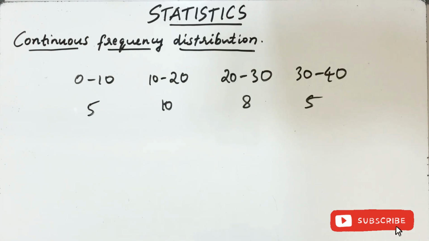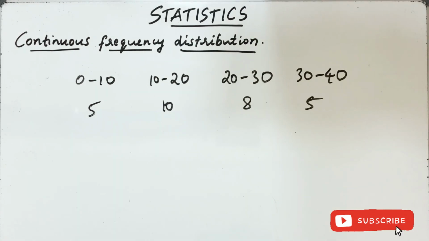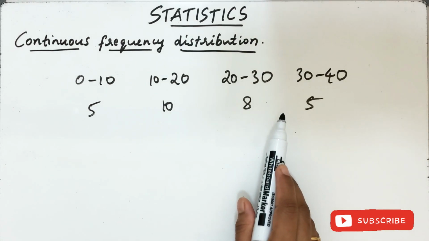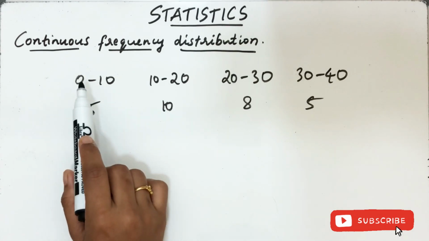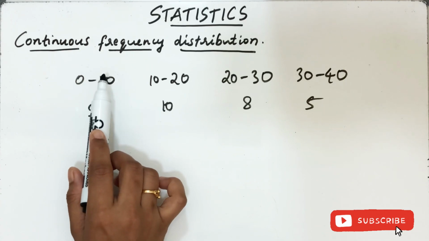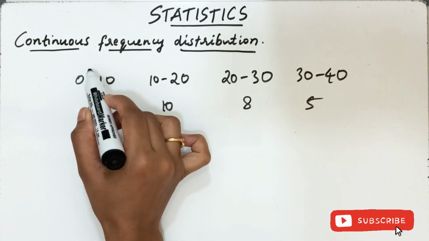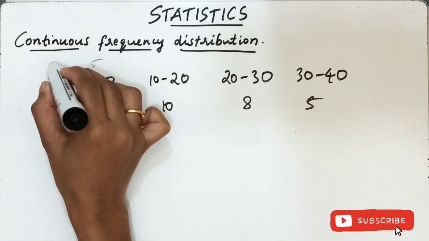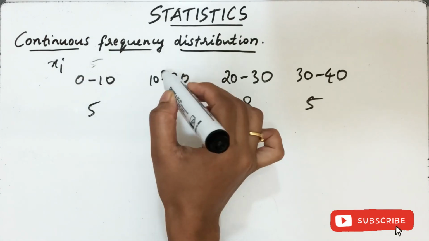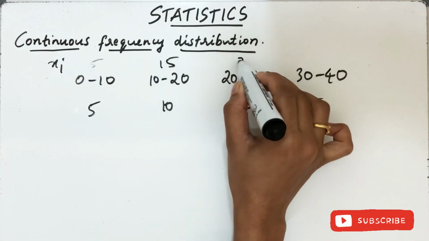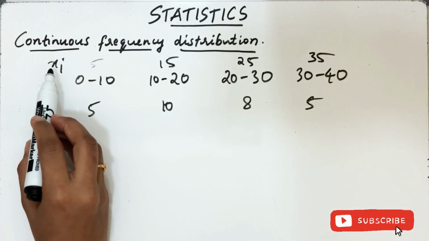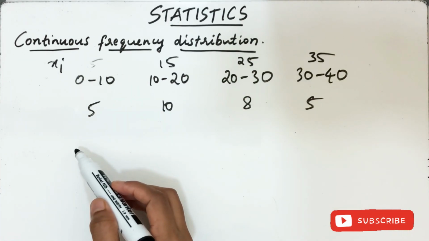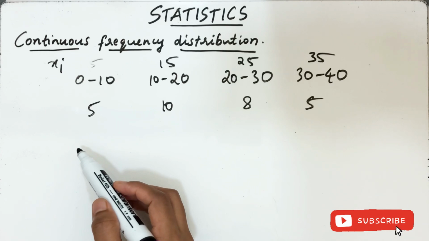How will we find mean for this continuous frequency distribution? Here we have no xi, so we take xi as the midpoint of each class. For example, x1 is equal to 5, here 15, here 25, here 35, like that. Then we have xi. Next, to find mean, we proceed as in the case of discrete frequency distribution.